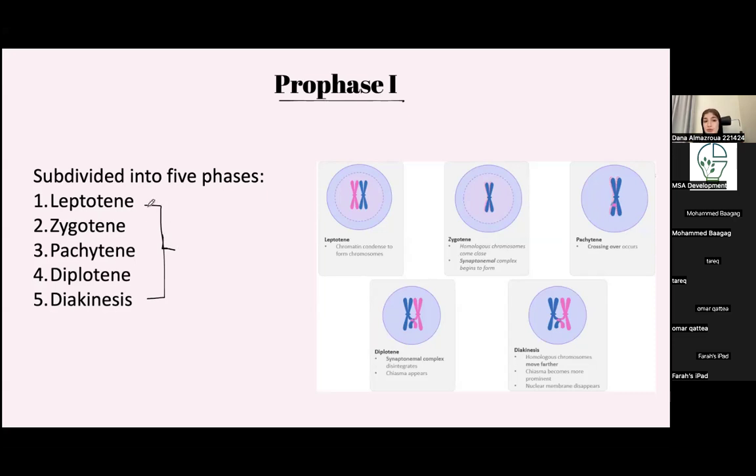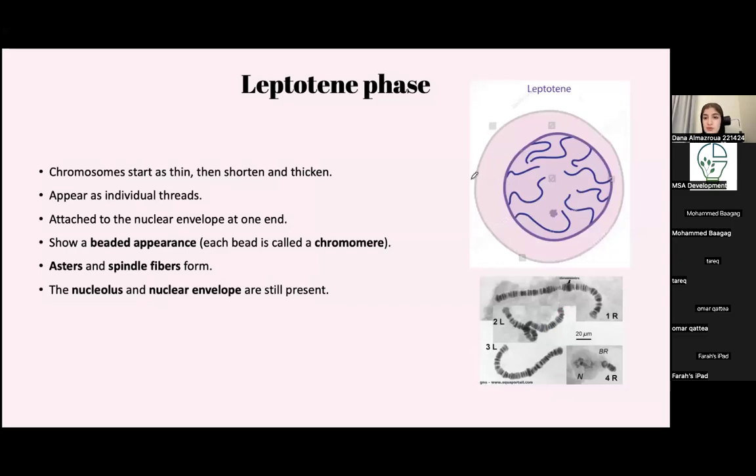So I'm not sure how important they are for your exam, but other than foundation exam, you'll probably never hear of these 5 phases ever. But I'm just going to explain them for the sake of your lecture. Okay, so now we're going to go to the leptotene phase.